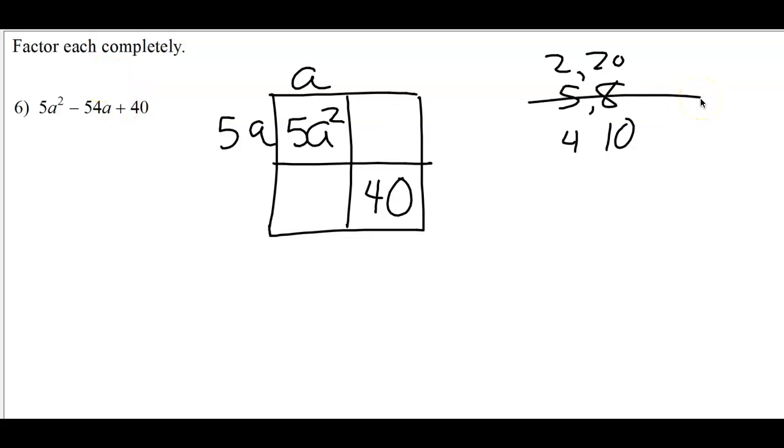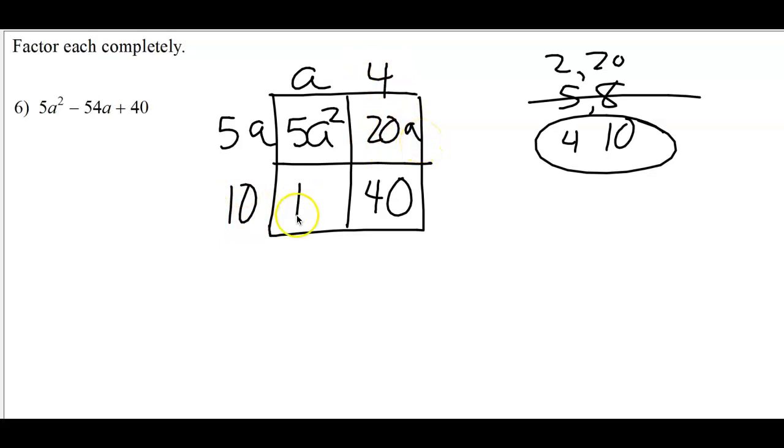Let's go with the next more moderate pair of numbers, 4 and 10. 5 times 4 is 20, and 10 times a is 10a. Let's see if that works. All right, so 10 and 20 makes 30. That's not what we want. Let's try swapping them around again.